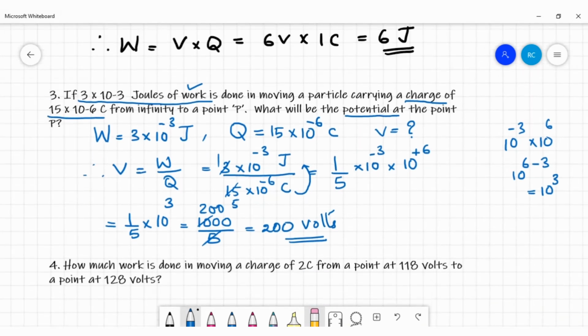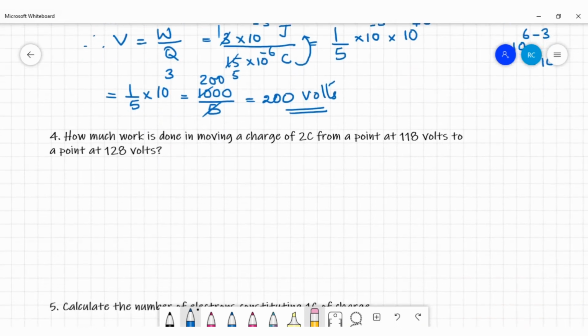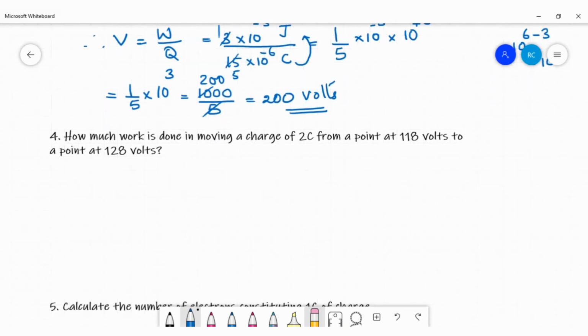Now the fourth one, how much work is done in moving a charge of 2 Coulomb from a point at 118 volts to a point at 128 volts. So while reading the question, you need to understand the terms that they are giving, and you should write the terms accordingly. So how much work is done? So what we have to calculate? We need to calculate W.